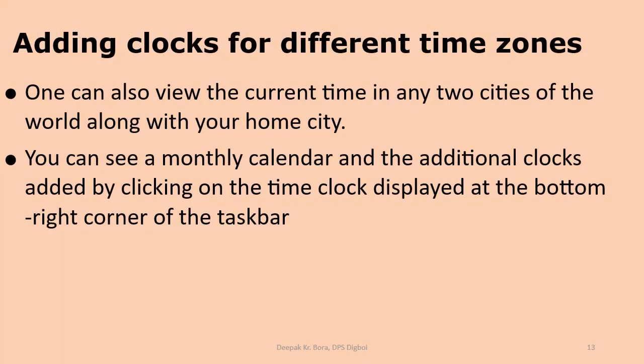Having clocks for different time zones. One can also view the current time in any two cities of the world along with your home city. You can see a monthly calendar and additional clocks added by clicking on the time clock displayed at the bottom right corner of the taskbar. We'll see practically how you can add clocks of different time zones.